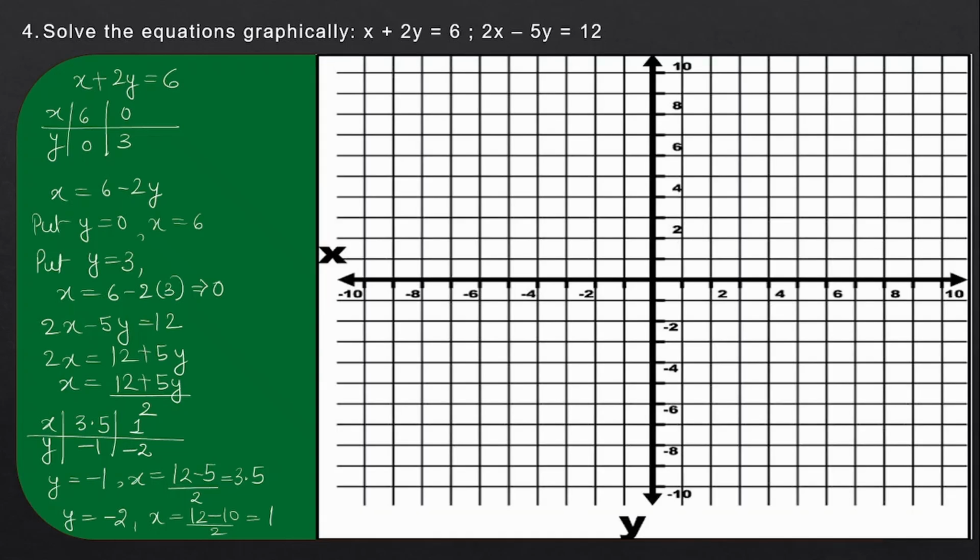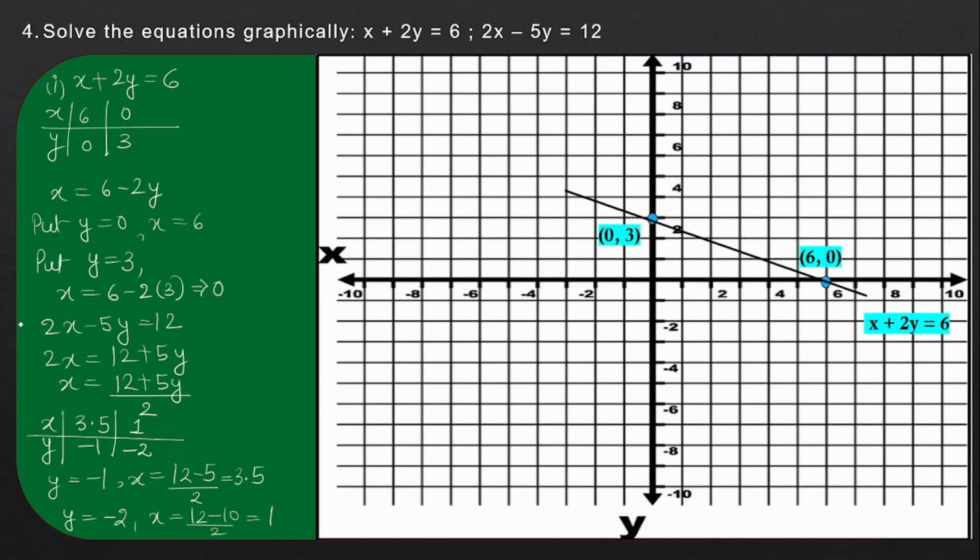We start by first plotting the values for equation 1, which is (6, 0) and (0, 3). These are the points: (0, 3) and (6, 0). We join them with a straight line and we get the graph for x + 2y = 6.